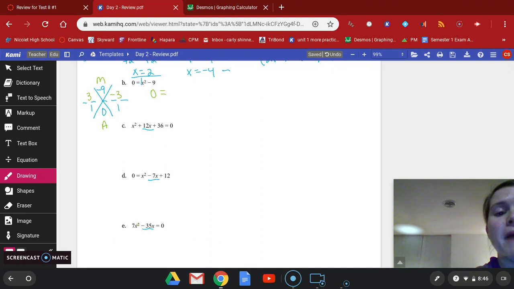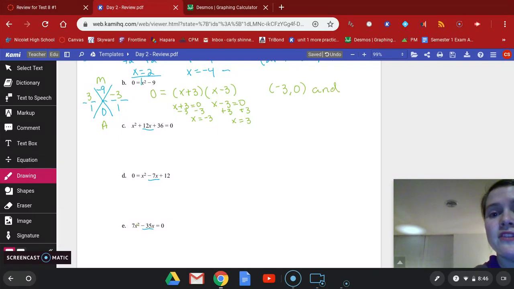So 3 divided by 1, that's going to give me 3. -3 divided by 1 is going to give me a -3. Again, I follow the same process. The zero product property tells me if the product is 0, one of my factors has to be 0. So I set them both equal to 0 and solve. And I notice that my intercepts are always the opposite of my factors.